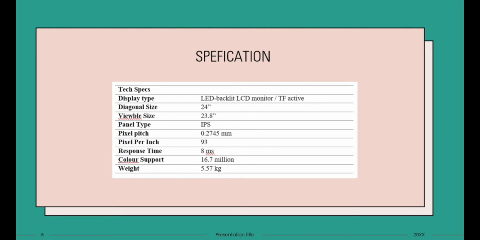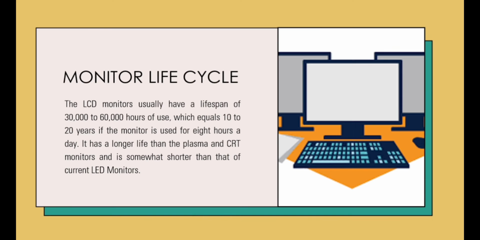Next, this is a specification of monitor. Next, monitor life cycle. The LCD monitor usually have lifespan of 3000 to 6000 hours of use, which equal 10 of 20 years if the monitor is used for 8 hours a day. It has a longer life than plasma and CRT monitors, and it's somewhat shorter than that current LED monitor.